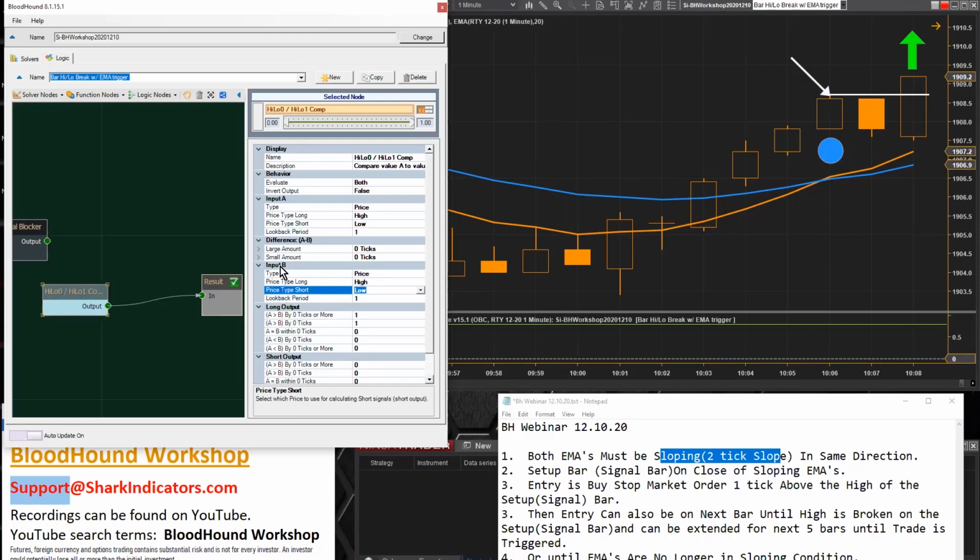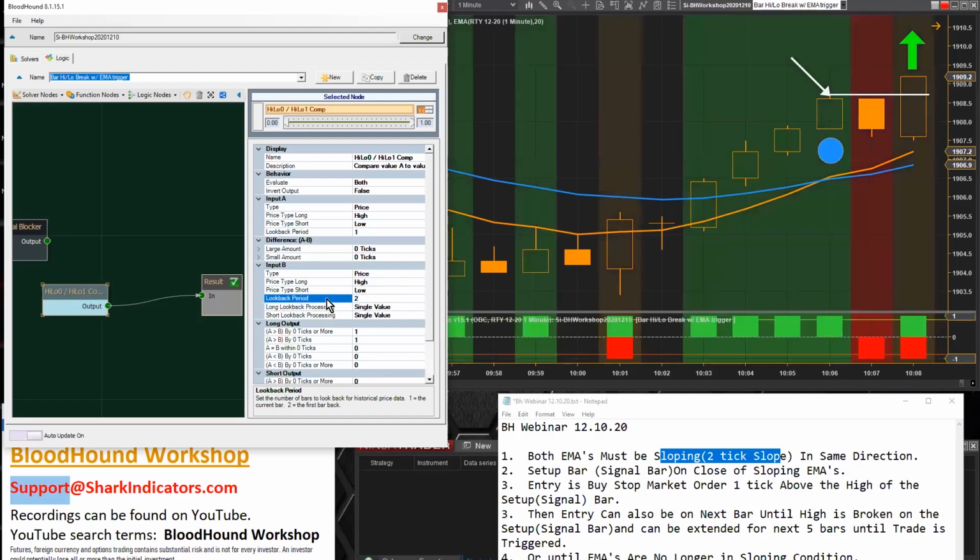Now for input B, we want that to be one bar back. So we need to change the look back period. Add 1 to it. So we're going to a look back period of 2. And what that does is we're comparing the high of the current bar. So a look back period of 1 means the current bar. And we're comparing the high of the current bar to the high of 1 bar back, with the look back period of 2.